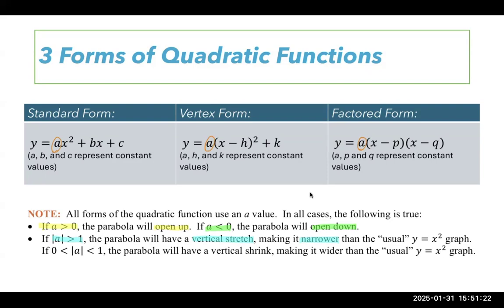On the other hand, if that absolute value of a, again not paying attention to positive or negative, is a fraction between 0 and 1, then we say your parabola has gone through a vertical shrink. It's like you're pressing down on it from the top and the bottom. When that happens, you end up with a parabola that is wider than what you would normally get with a y equals x squared graph. So these are some things to think about that can help guide our actual graphing.